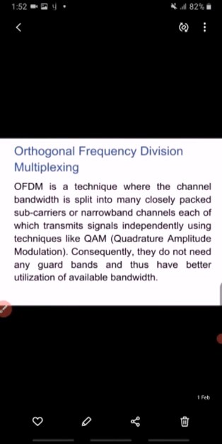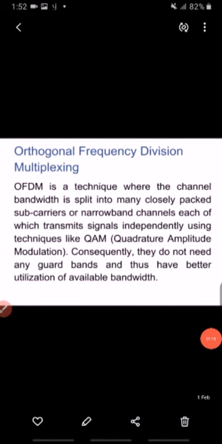Then orthogonal frequency division multiplexing. OFDM is a technique where the channel bandwidth is split into many closely packed subcarriers or narrowband channels, each of which transmits signals independently using a technique like quadrature amplitude modulation.